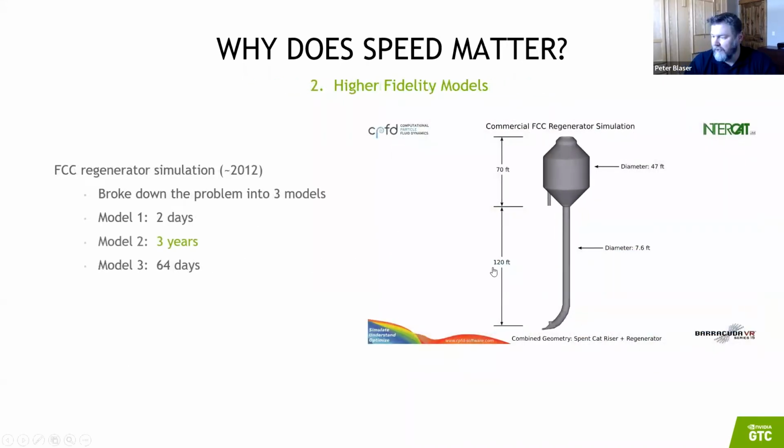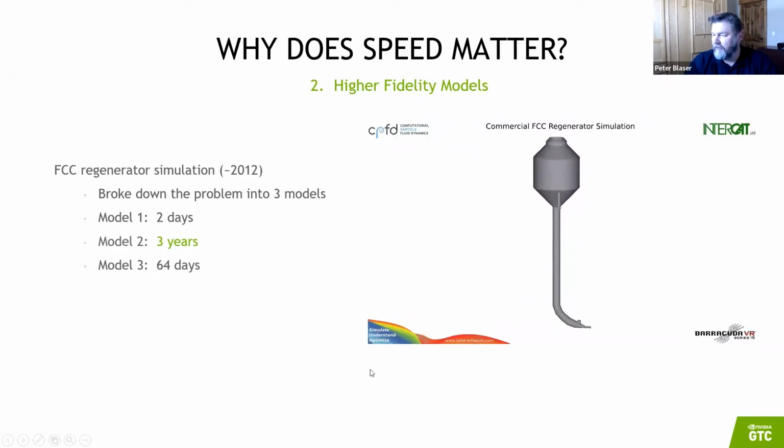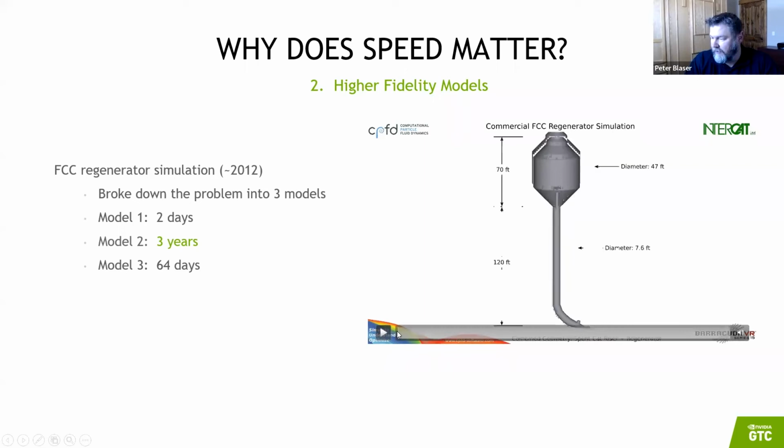Let me take another one here, and actually let me pause this. I'm going to talk through sort of a historical model for a moment. So here is an FCC regenerator simulation. This is a refining application that we did back in 2012. In fact, when we ran this back in 2012, it was probably the first full-scale thermal reacting model of this type ever performed. And just to give you a feel for the scale, let me back this up just a moment.